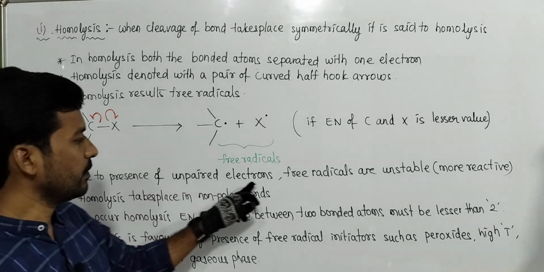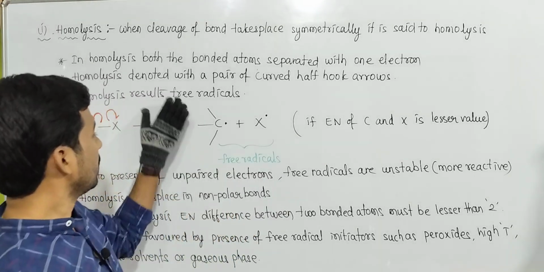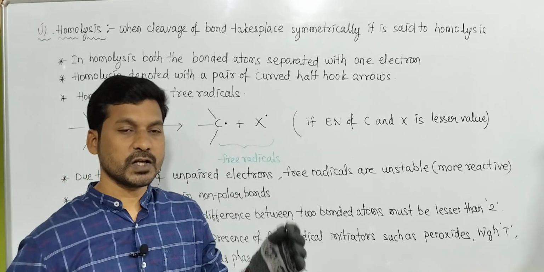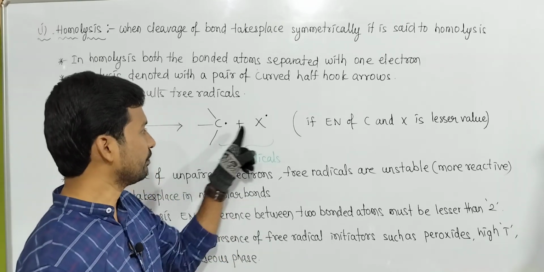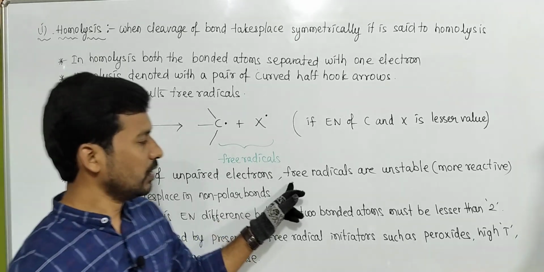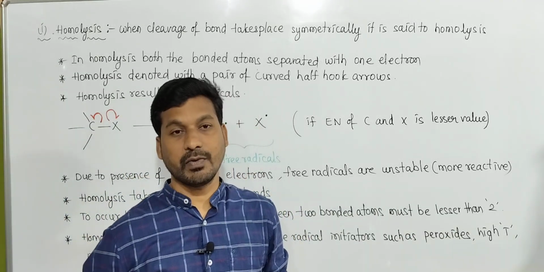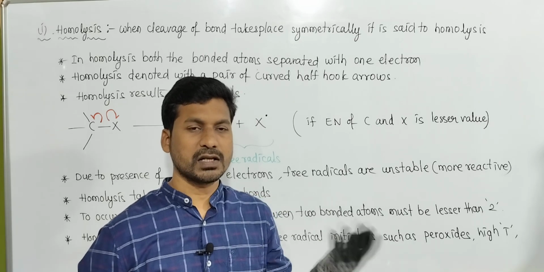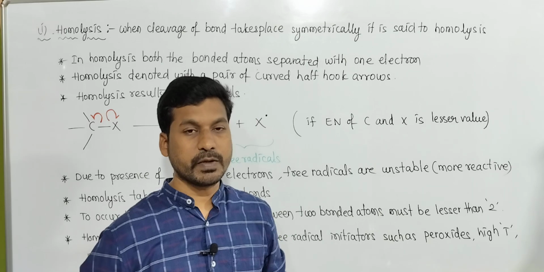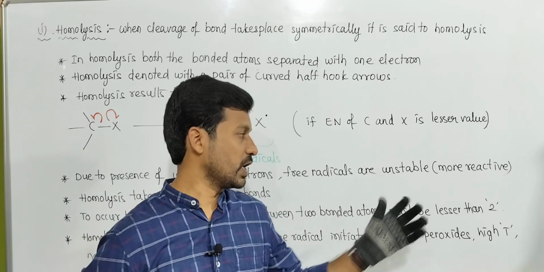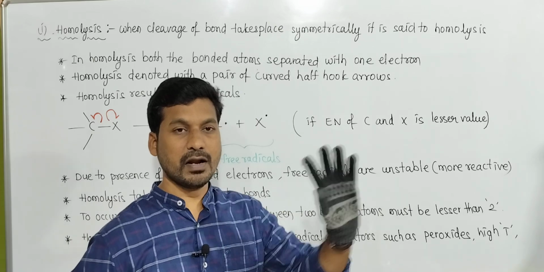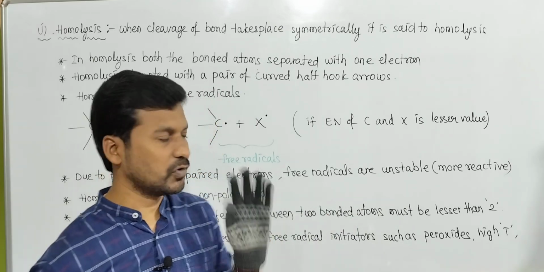Due to the presence of an unpaired electron, homolysis results in free radicals. A free radical means a species containing an odd number of electrons. If electrons are paired up, that is stable. If an electron is unpaired, that species is unstable and more reactive. So free radicals are less stable and more reactive.